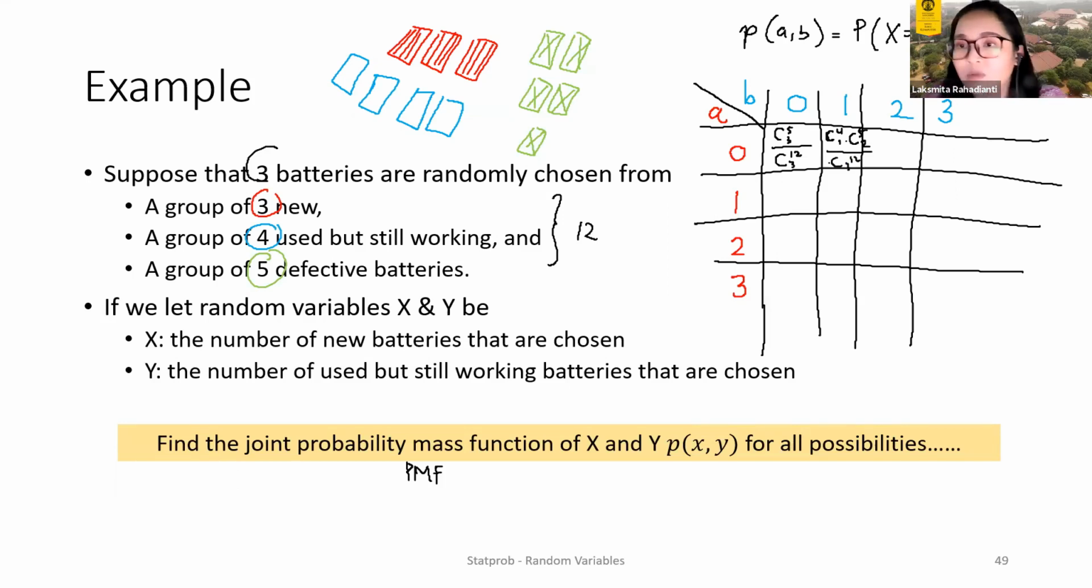And you may notice that I can fill it out one by one. You may notice that this case is not possible. I'm only taking 3 batteries. So if I already have 3 new ones, there's no way I'm taking another one. This is also not possible, and this is also not possible. 2 and 2 is not possible. This is not possible, and not possible. And oh no, this is possible. This is possible, and that one is also not possible.